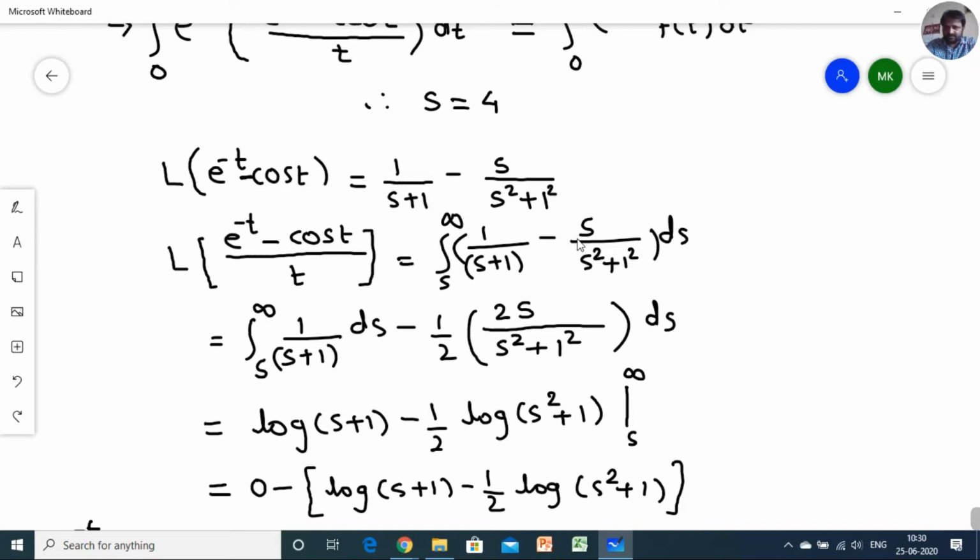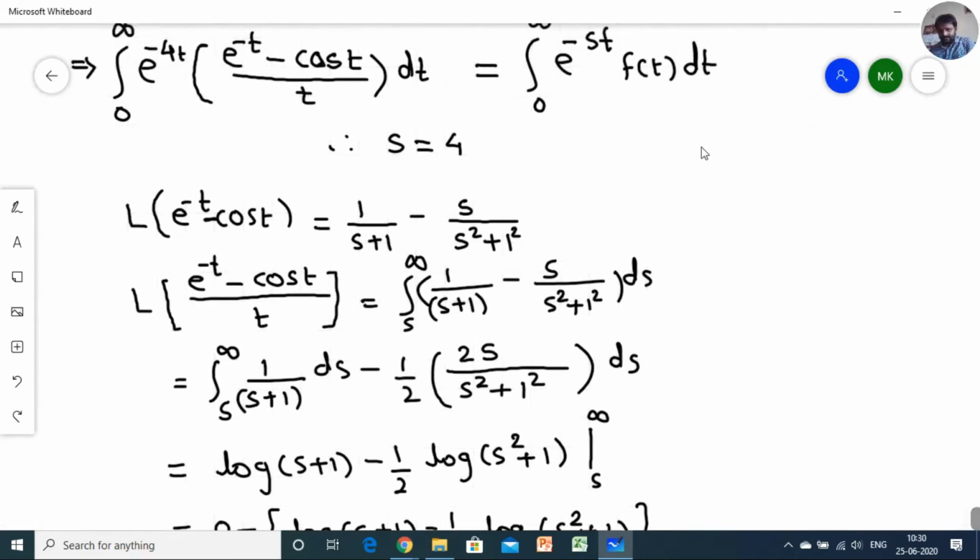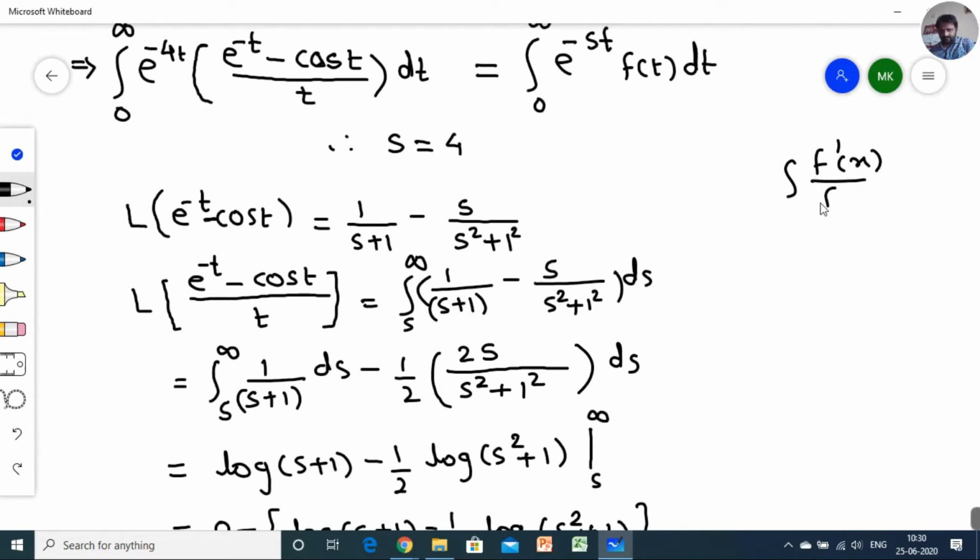So which concept did we use here? We used the concept that the integral of f dash of x upon f of x dx is equal to log of f of x. We use that concept here.